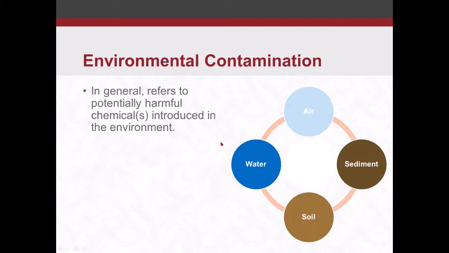So in general, when we talk about environmental contamination, we're referring to potentially harmful chemicals that are introduced into an environment. This can impact your air, your water, your soil or ground surfaces, and that can have more far-reaching effects on humans, animals, and aquatic and plant life. Definitely a concern if you are dealing with contaminants at a site or anywhere in the environment, how it can just snowball and affect different things.